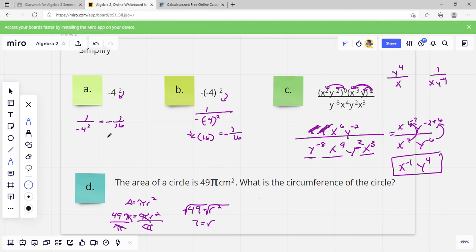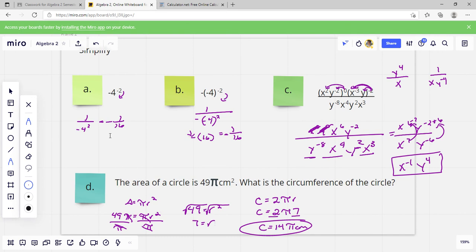Now we need to find the circumference. Circumference equals 2 pi r. Our r is 7, so circumference equals 2 times pi times 7. 2 times 7 would be 14. Our circumference is 14 pi, and that's how they left it.